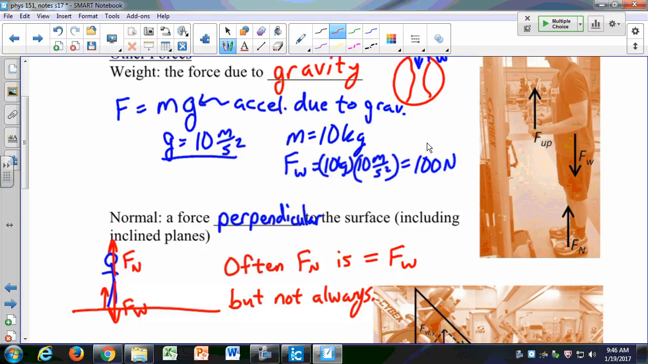They measure the normal force. They measure the force that pushes back up. If you're standing on this thing, your weight is pushing down, but the scale tells me what the normal force is. Now, if I'm just standing like this, then my normal force is the same.